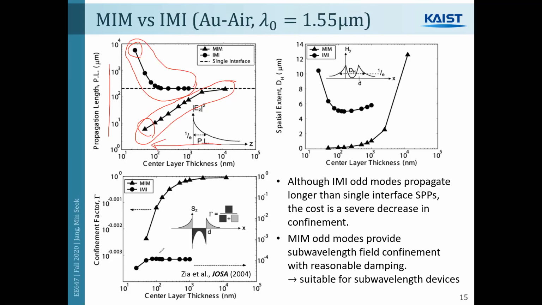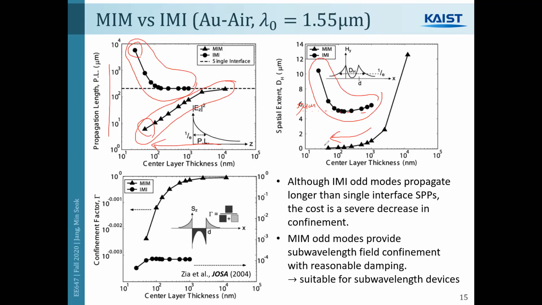But the thing is, the spatial extent, or the mode confinement, defined by this diagram, the IMI mode, the circles, has a minimum of like 5 micrometers, which is pretty big compared to the wavelengths. But the MIM odd mode tends to decrease as the core thickness gets reduced.